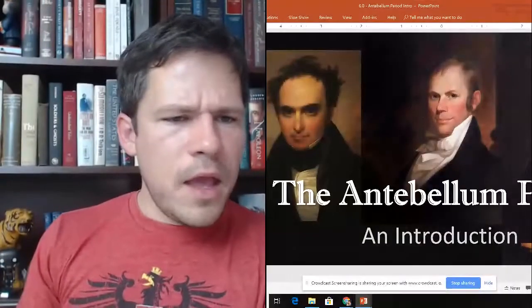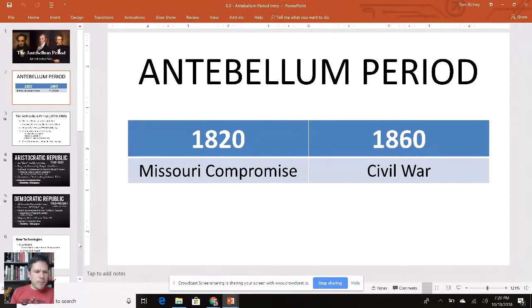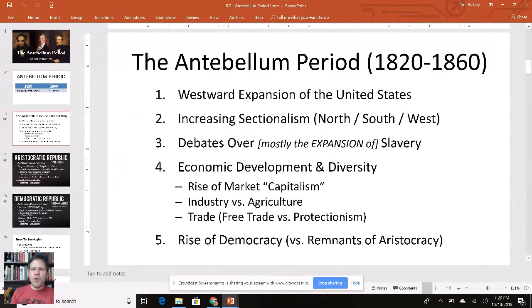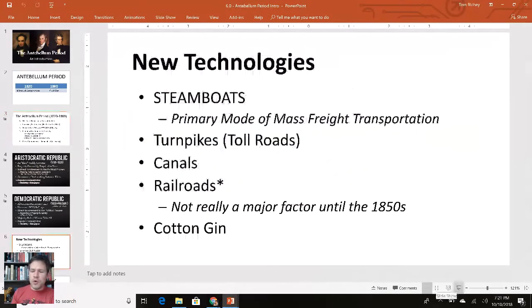Okay, so let me go ahead and share my screen with you here, and we've got this antebellum period, 1820 to 1860. Now, of course, there's the westward expansion of the United States. We see increasing sectionalism in the North, the South, and the West. Debates over mostly the expansion of slavery, not so much slavery in the abstract, but also this economic development and diversity, the rise of market capitalism, industry versus agriculture, and of course, trade. So let's take a look at some of the new technologies.